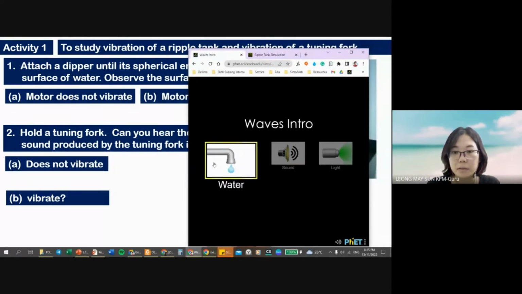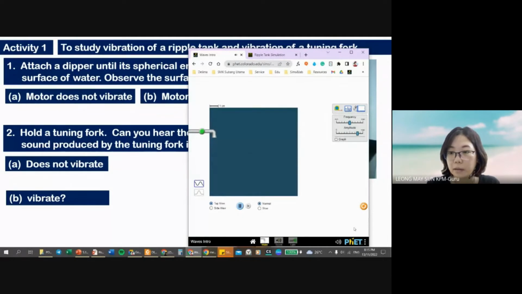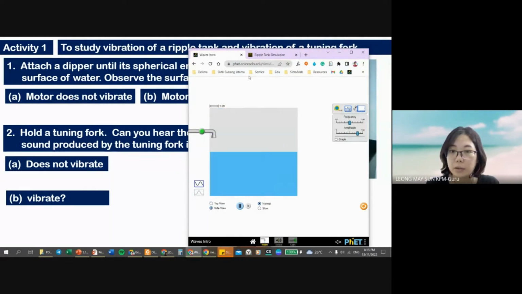Alright, I'm using a simulation over here. So let me close the sound a little bit. Let's look from the side view. What I'm showing you right now is actually water waves. From the bottom part here, this is actually a water wave. So this is almost a simulation similar to the ripple tank.